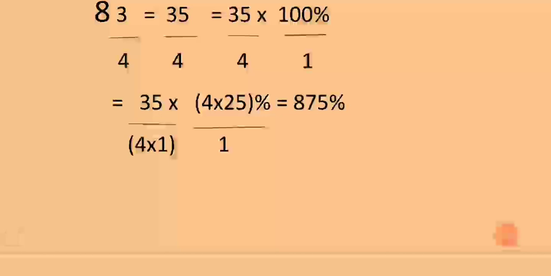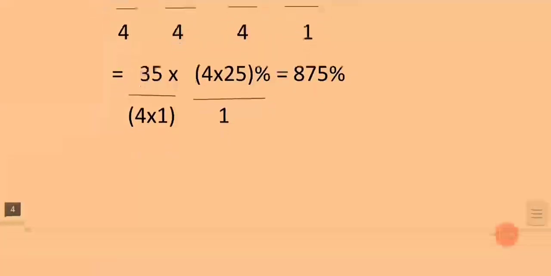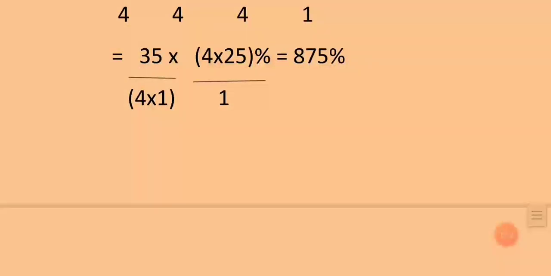Common factor of 100 and 4 is 4. So 4 divides 100 25 times. 4 divides 4 1 time. So we are left at the numerator with 35 times 25, which gives us 875%.